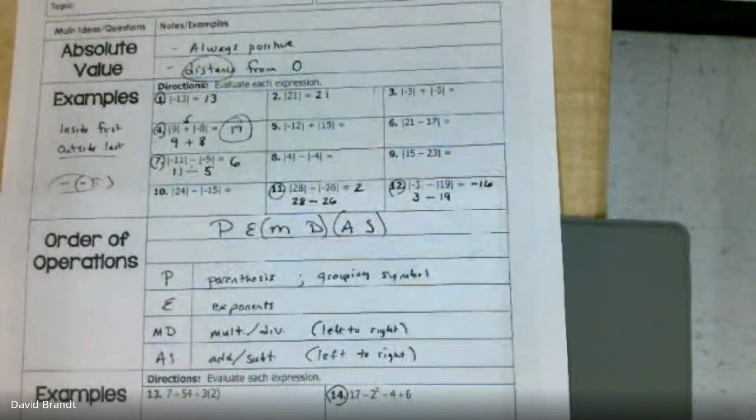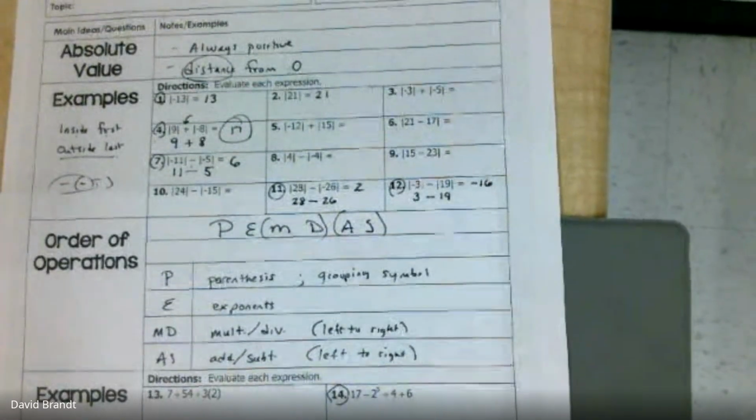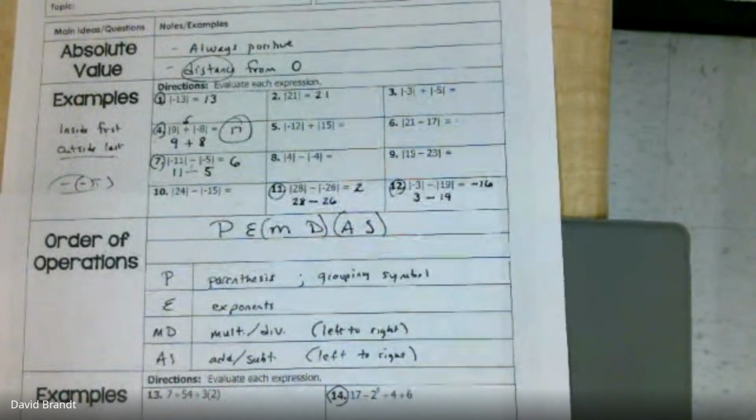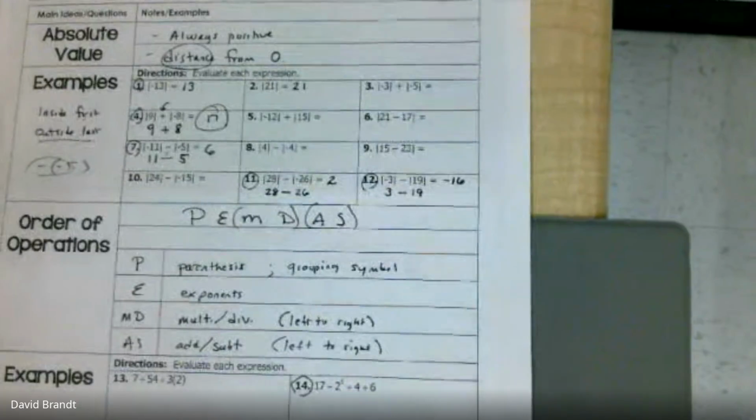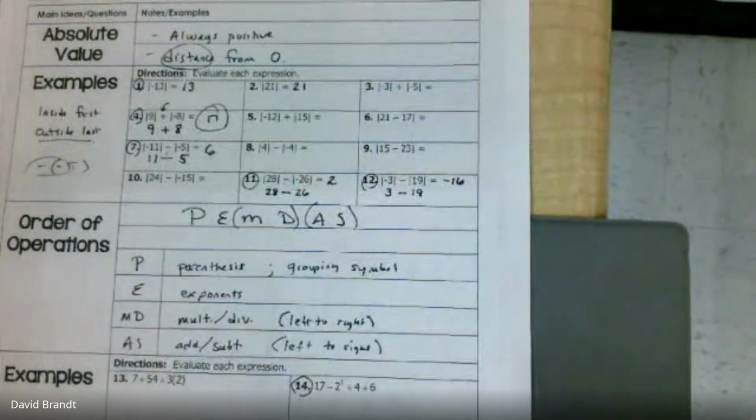Now, I'll tell you, some of these examples get really complicated. First couple aren't that bad, but I looked at the ones on the next page and they're rough. Okay, number 14. All right, let's go through the letters. We don't see any parentheses, so we're good to go there.